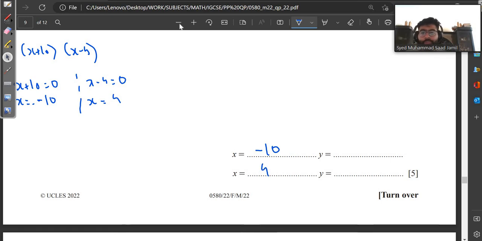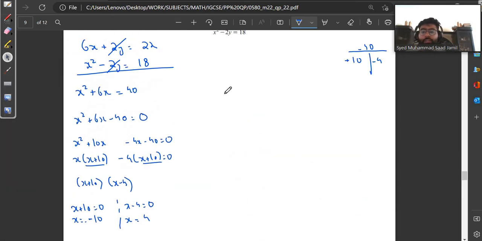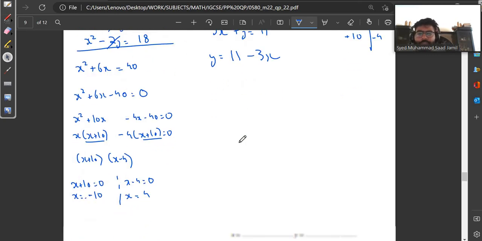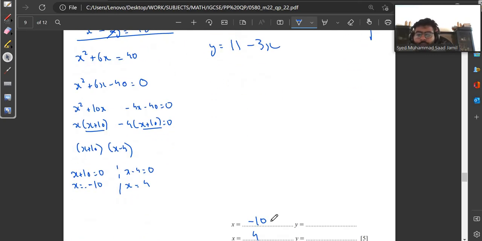Now we will use both of these values to find the values of y. So just take equation 1, which is 3x plus y is equal to 11. Just make y the subject. y is equal to 11 minus 3x. Now in place of x, just plug in the numbers. One value of x is minus 10, so y is equal to 11 minus 3, and in place of x I will write minus 10. y is equal to 11 minus minus, which is plus 30. y is equal to 41.